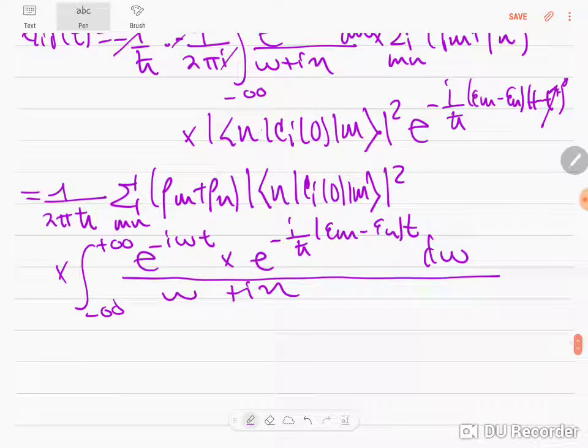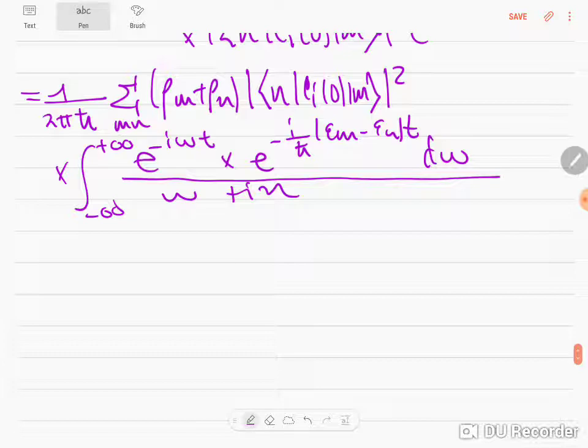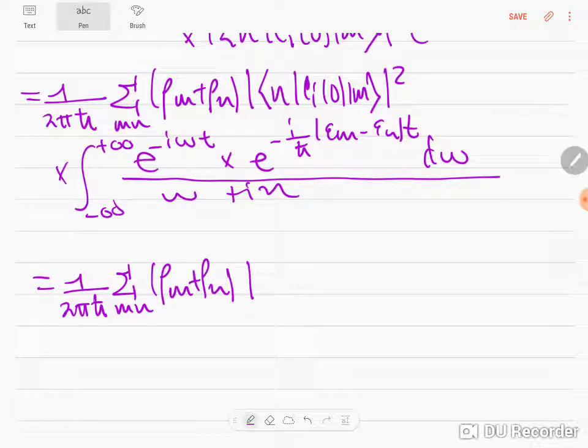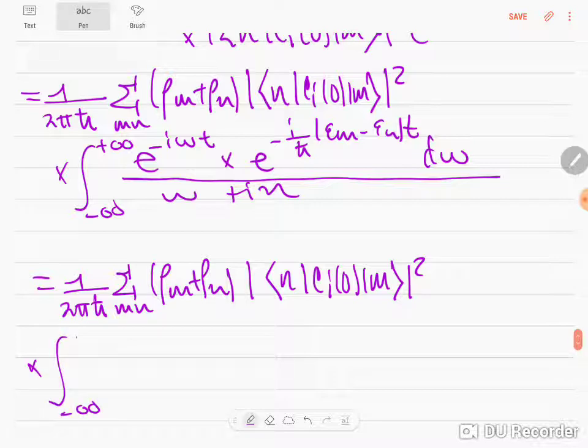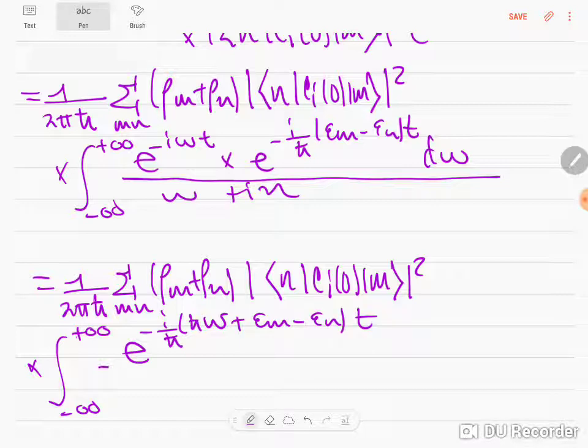You need to have a spectral representation for this to be the Lehmann representation. So we're not there just yet. So then this is 1 over 2 pi h bar summation of m n, rho m plus rho n, this probability amplitude square, so that's a probability, bra ci of 0 ket m, all square. Okay, and now here what we do is just we gather similar terms in the exponentials, and then we say that this is e to the minus I over h bar of (h bar omega plus em minus en) times t, divided by omega plus I eta, all d omega.